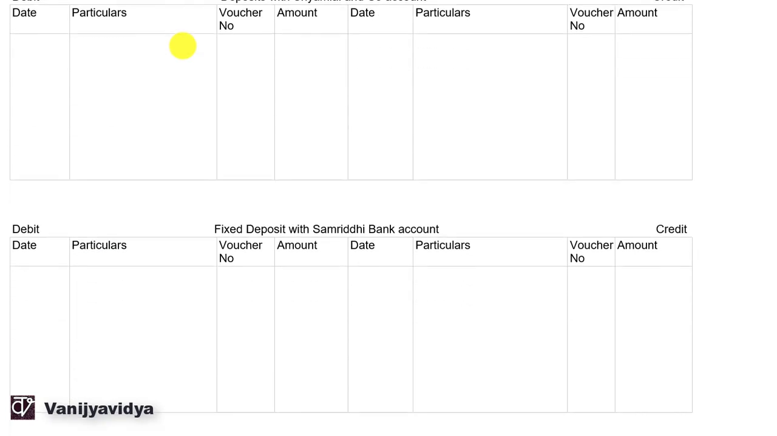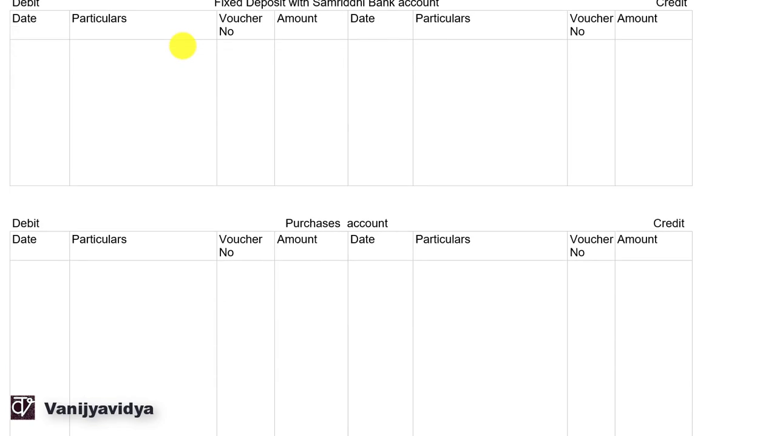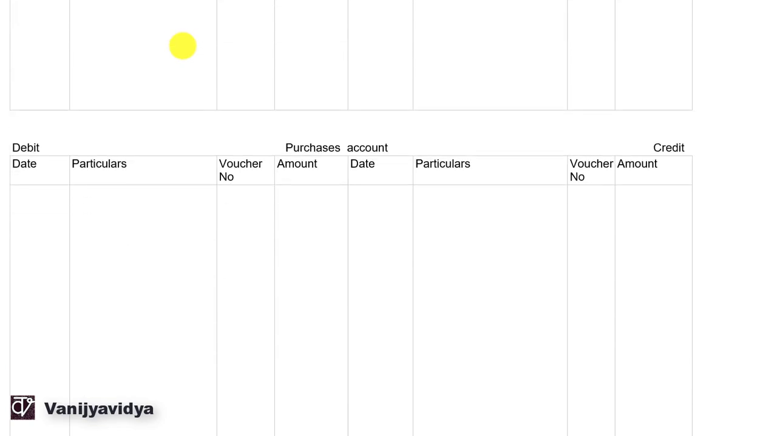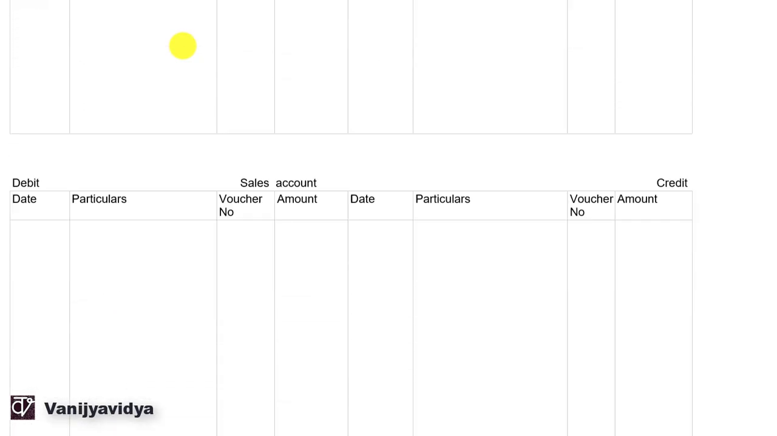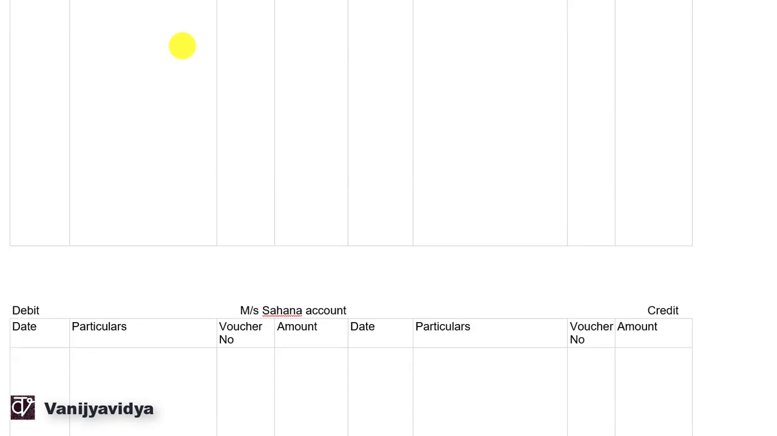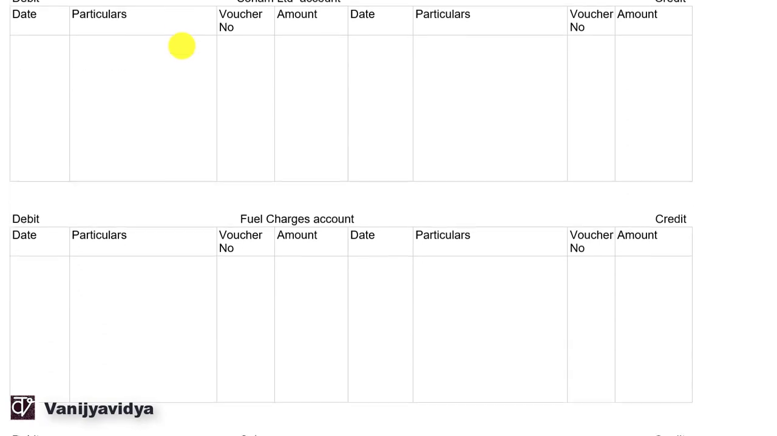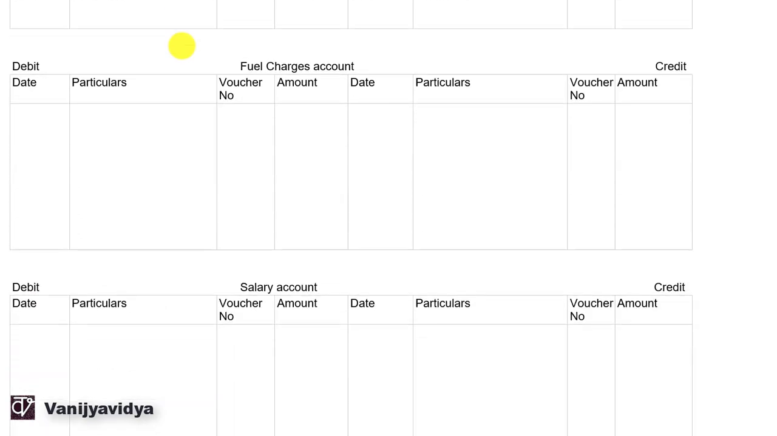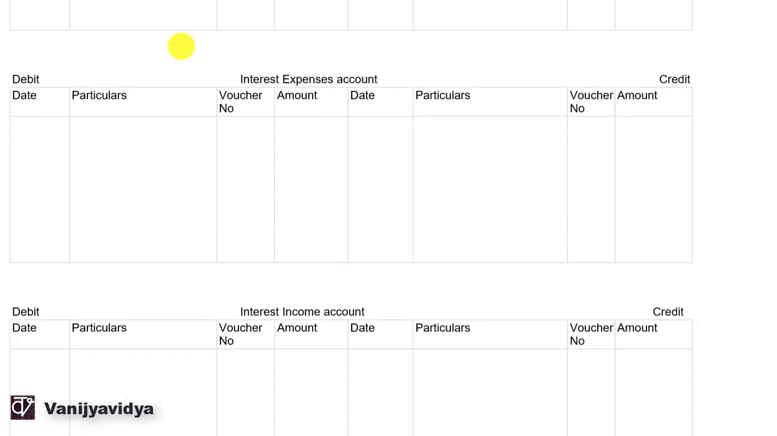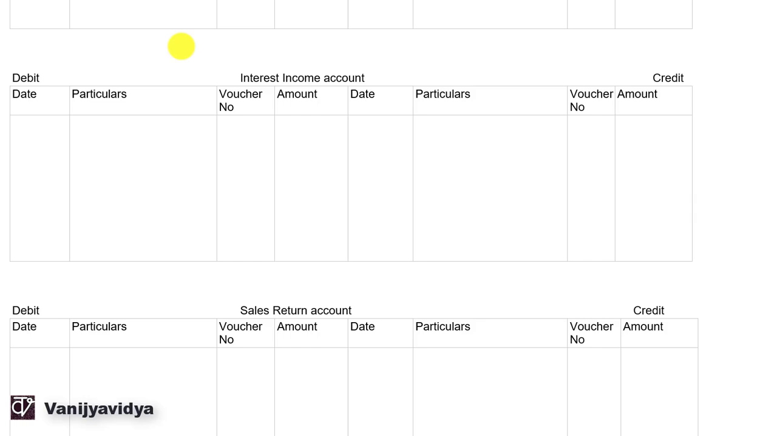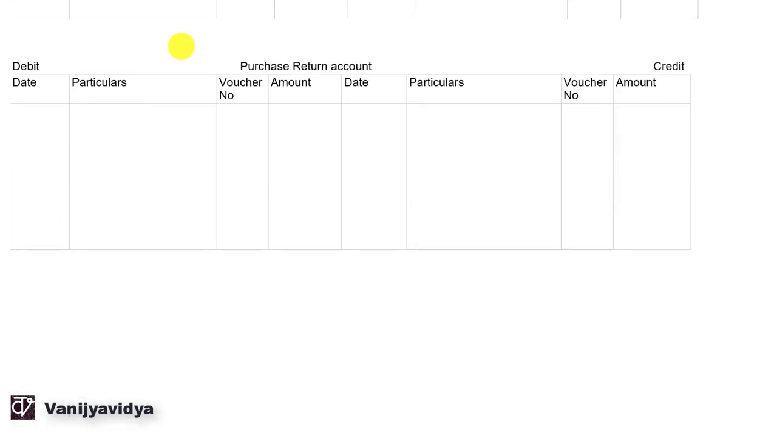Supermotors account. Deposit with Shamlal and Company account. Fixed deposit with Samriddhi bank account. Purchases account, discount received account, sales account, Messrs Sahana account, discount allowed account, Sonam Limited account, fuel charges account, salary account, rent account, interest expense account, interest income account, sales return account, purchase return account.